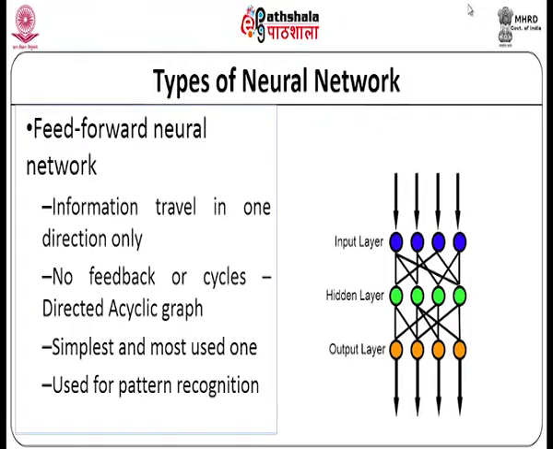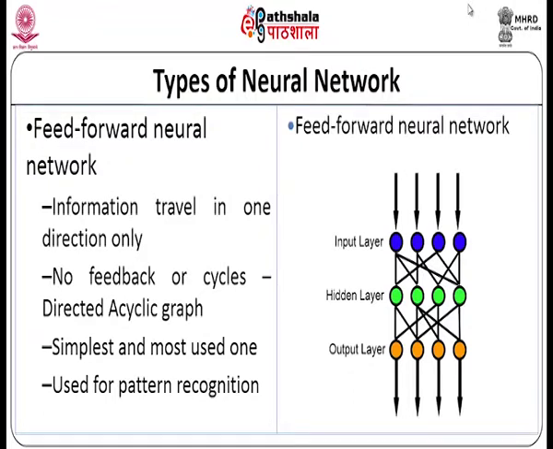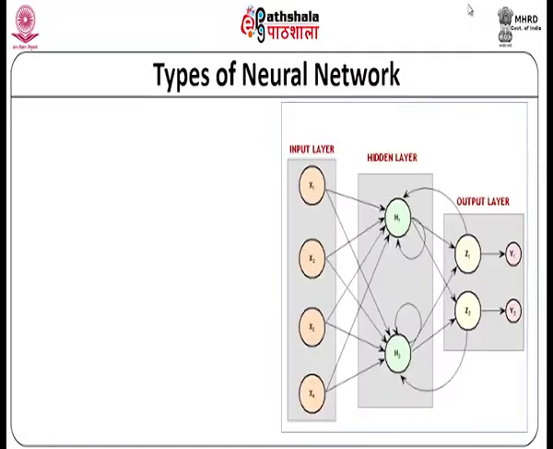We will go to the first type of neural network, which is called the feed forward neural network. Here it is a simple neural network, where information travels in only one direction, from input through the hidden layer to the output. There are no feedback or cycles, it is a directed acyclic graph. It is the simplest and the most used one, and it is basically used for pattern recognition. So, this is the feed forward neural network, no backtracking, no going back, no feedback. Now, let us look at this in detail.